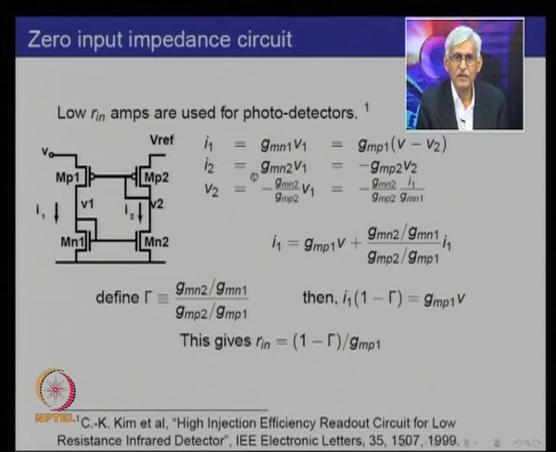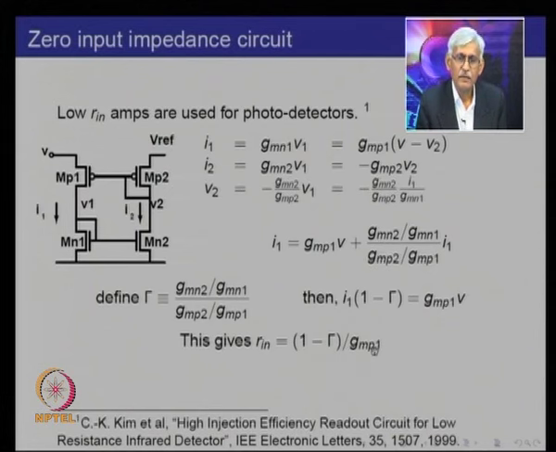So, by eliminating the unknown voltages here, V1 and V2, we finally get I1 in terms of V alone. So, I1 is GMP1 V plus this ratio of ratios, GMN2 by GMN1 divided by GMP2 divided by GMP1, times I1. If we collect all terms in I1, then we can get the input impedance, and finally, the input impedance will come out as 1 minus gamma divided by GMP1.